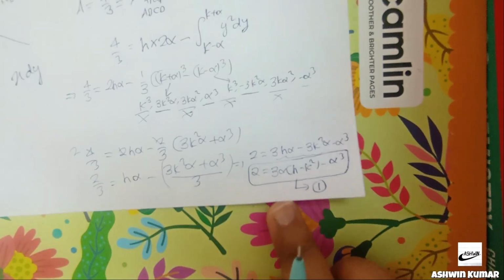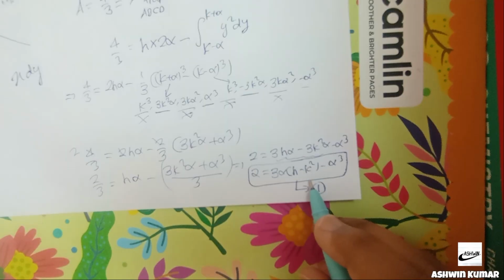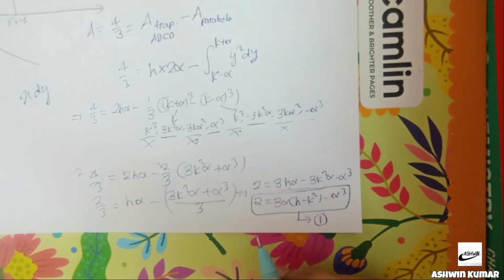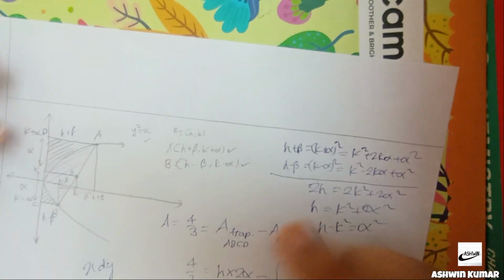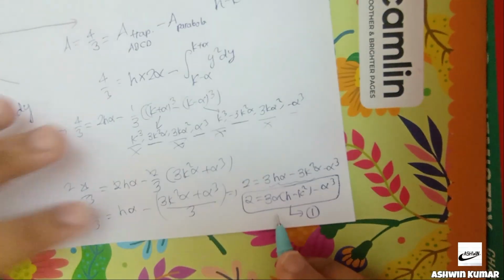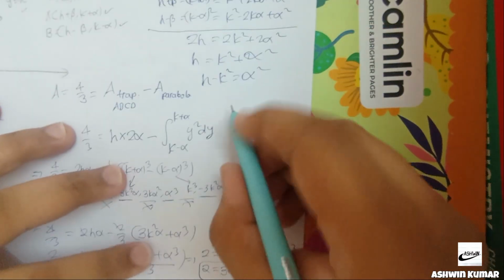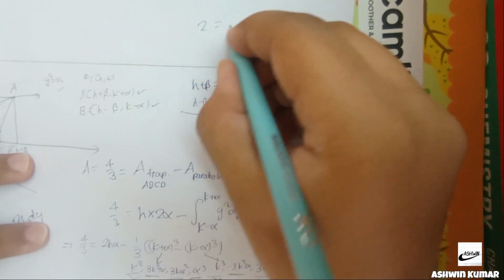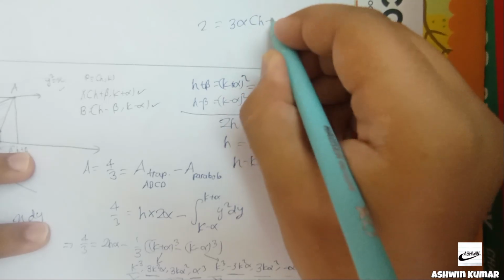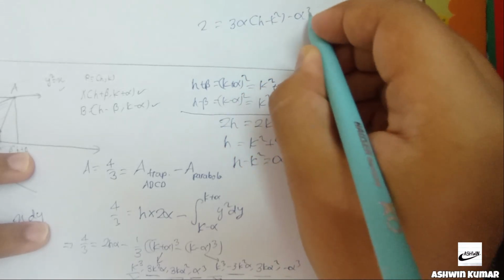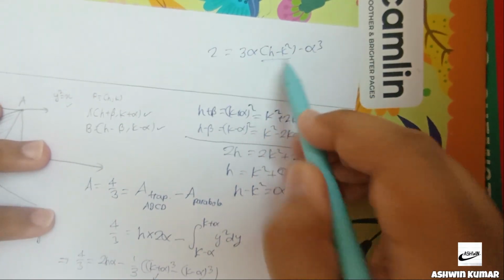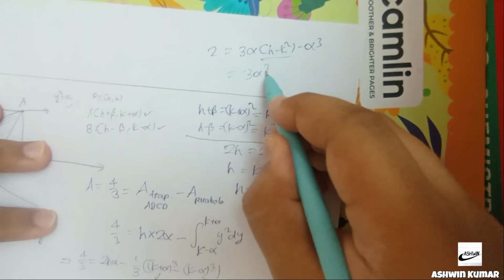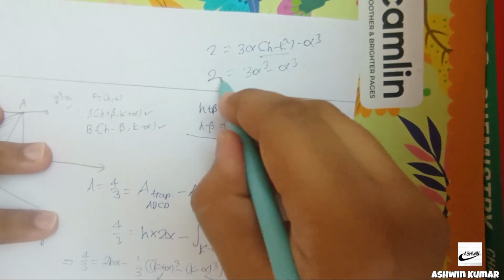Now if you look at equation 1, h minus k square is unknown for us, and alpha also. So if we write h minus k square is equal to alpha square and substitute this in equation 1, we get 2 is equal to 3 alpha times (h minus k square) minus alpha cube, and substituting this it is simply 3 alpha cube minus alpha cube, and that is equal to 2.